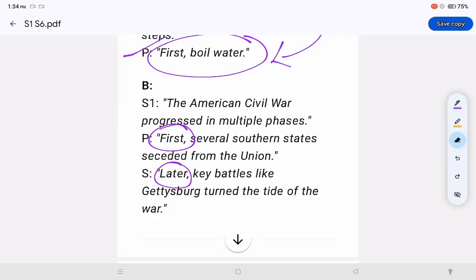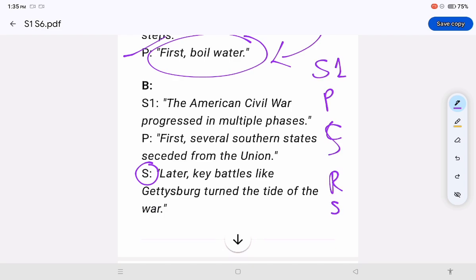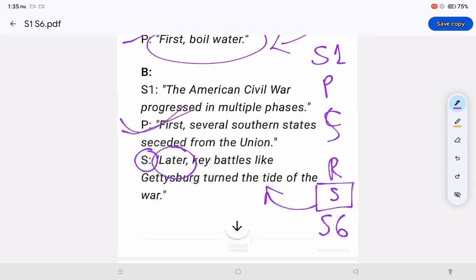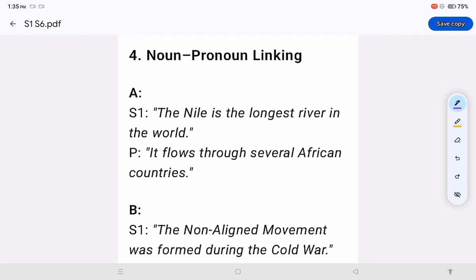So, very important. When you see this particular sentence S, you have sentence 1, P, Q, R, S, and then sentence 6. When you read sentence S, which begins with a pronoun-like word, it is very clear to you that before this there has to be another sentence. In this way you can pick it out. Next important point, noun-pronoun linking. We have already spoken about this in the very first point itself.